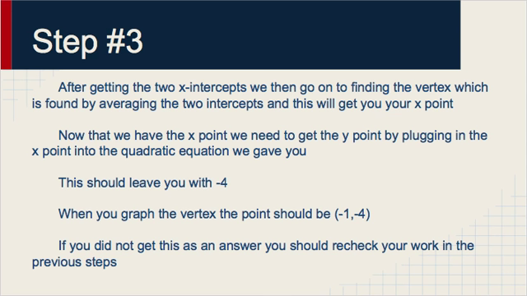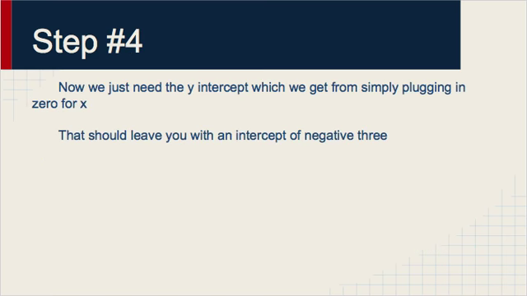Now that we have the x point, we need to get the y point by plugging in the x point into the quadratic equation we gave you. This should leave you with negative 4. When you graph the vertex, the point should be negative 1, negative 4. If you did not get this answer, you should recheck your work in the previous steps.